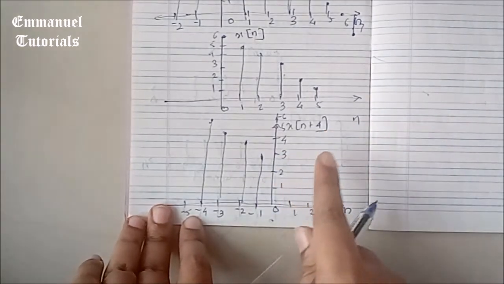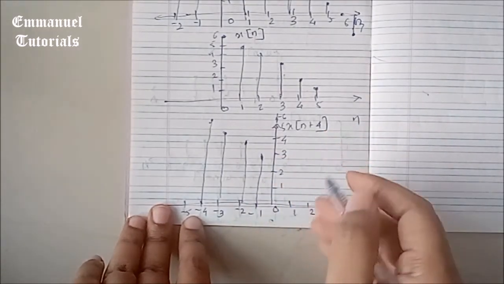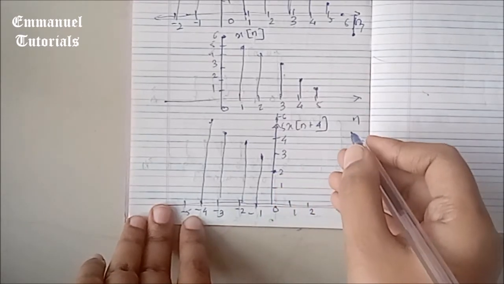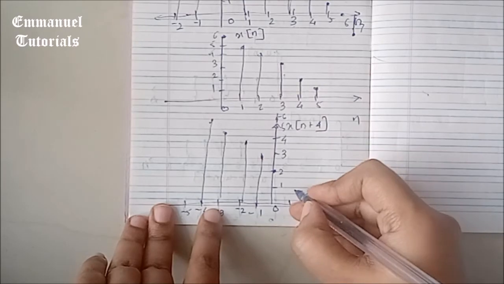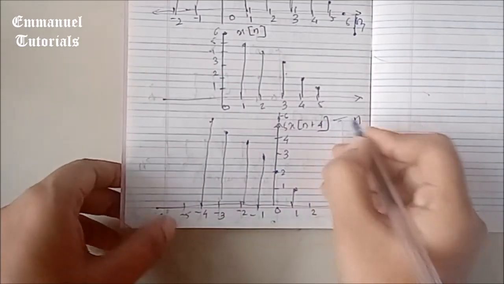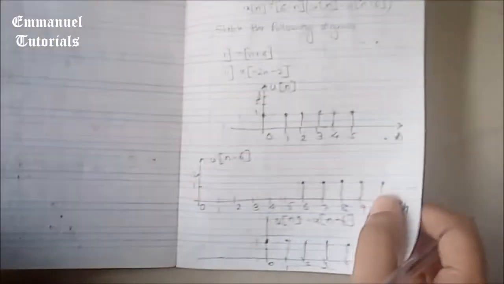Signal at 4 will appear at 4 minus 4, which is 0, with amplitude 2. And signal at 5 will appear at 5 minus 4, which is 1, with amplitude 1. This is the first part. We have completed the first one. Now let's do the second one.